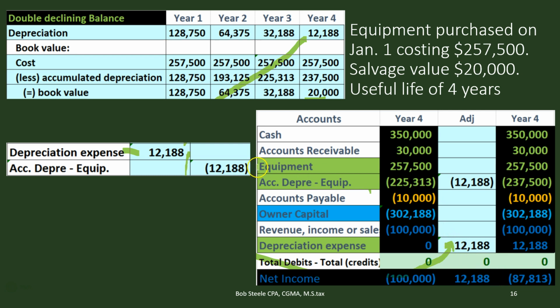Then on the accumulated depreciation, we have a credit balance before of 225,313. It's going up in the credit direction by the 12,188, to a credit. A credit and a credit are the same thing, making it go up to 237.5. If we take the book value, 257.5 less the 237.5 accumulated depreciation, we get 20,000, which is the salvage value. We're going to stop there because we believe that we can sell it for the salvage value. That is the floor. We can't bring it any lower than the 20,000.